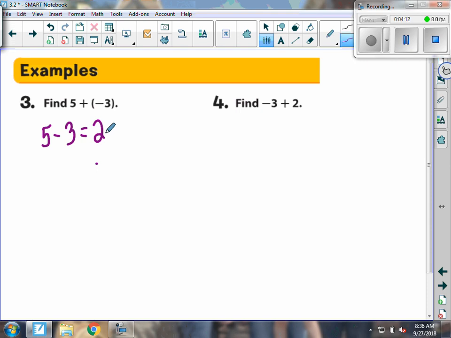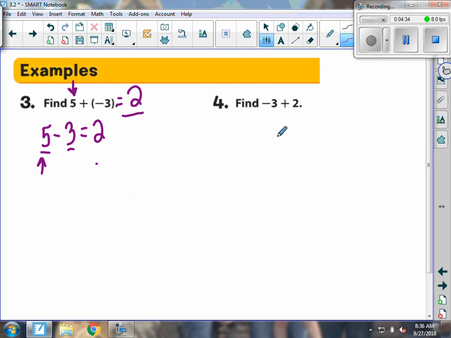Here's how I do that. I look at my absolute values. I have 5 and 3. Which absolute value is larger? 5 is larger. So now we're going to go back and look at our original 5. Was it originally positive or negative? It was positive. So that means my answer is going to be positive.